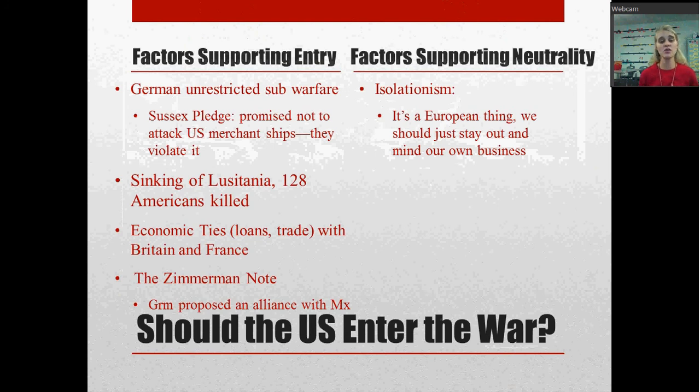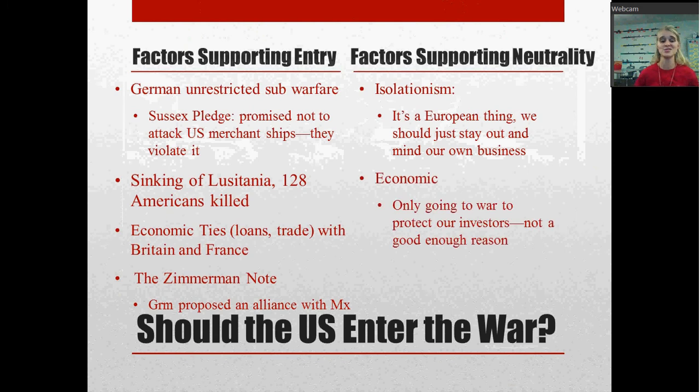People started to argue that with the sinking of the Lusitania and the Zimmerman note, it has become an American thing, right? And that's eventually going to be the reason that Wilson does declare war. The other thing is an economic thing. This is similar to the economic ties, where basically there was this accusation that we were only going to war to protect our investors. And that just wasn't a good enough reason for a lot of people. Basically, if all we're doing is going to war to help Britain out because we want to trade with them, that's not a good enough reason to kill American men, right? So that's the argument there, the two arguments against neutrality.